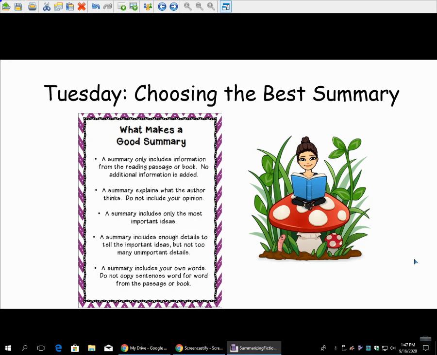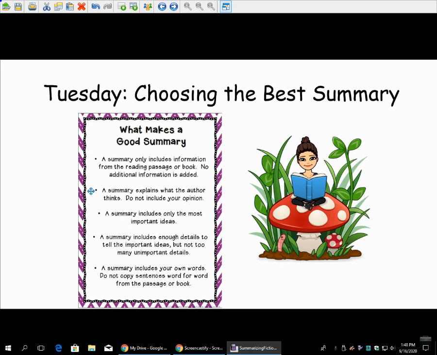We're going to continue talking about how we can choose, as readers, the best summary of the selection that we just read. Now, just as a review like yesterday, we had 5 major points that we talked about on what makes a good summary a good summary. So again, the first one we talked about is that no additional information is needed to be added to the summary. If it's not from the passage, we're not including it in the summary. This is what we're going to focus on today.